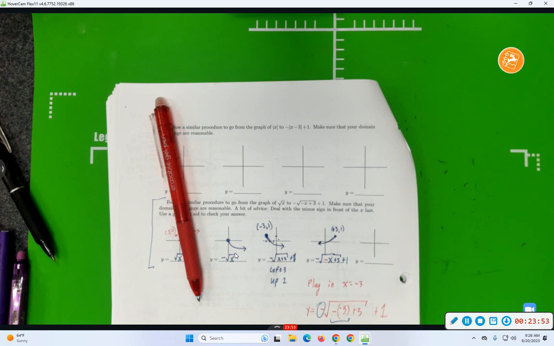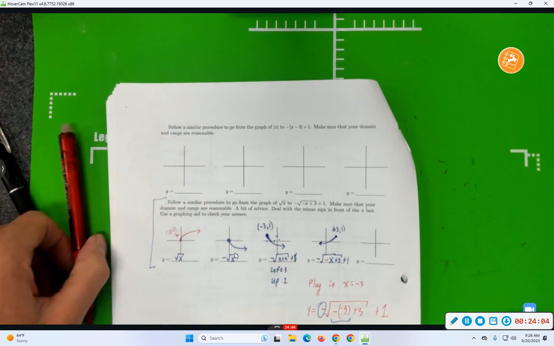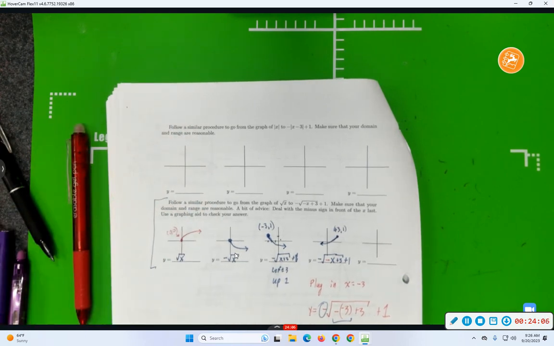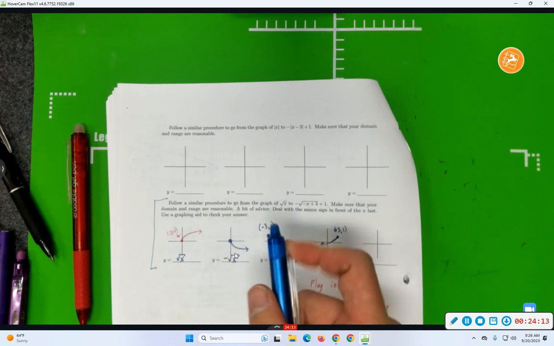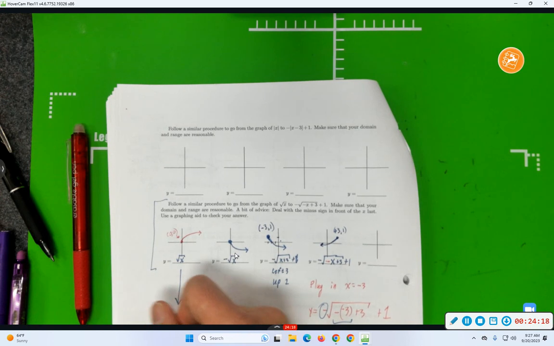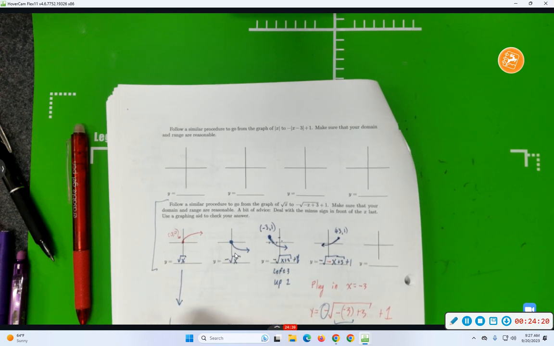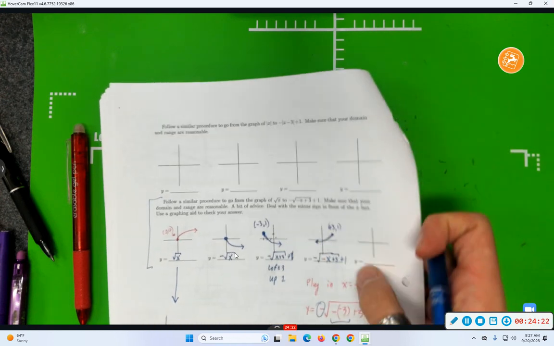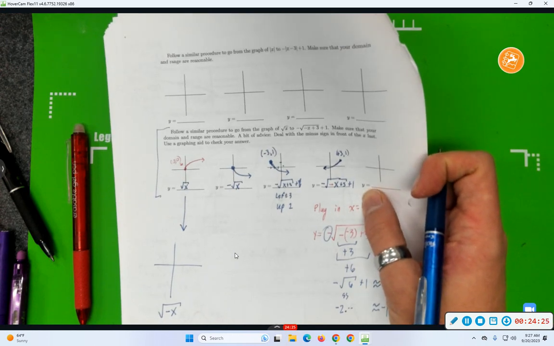Cool. How many people dealt with some of these things in a different order? Let's see what happens if you do. What order did you do? I did the negative before. All right, let's do that. Square root of negative x. That'll reflect it over the y-axis right now.